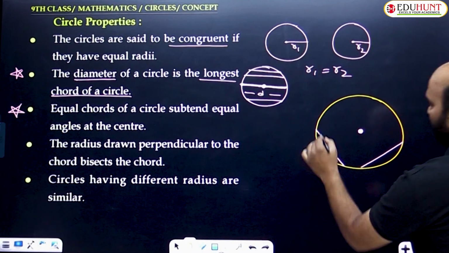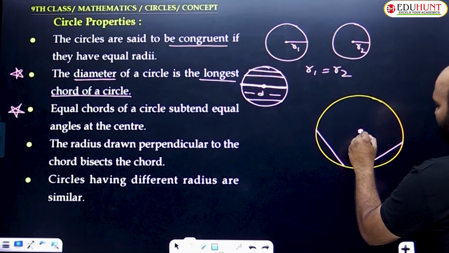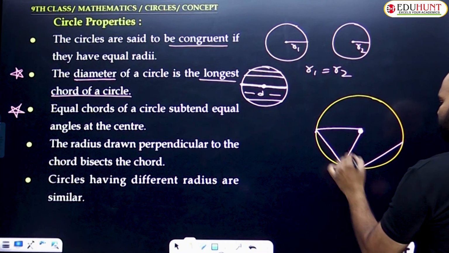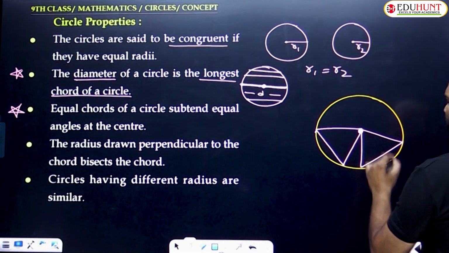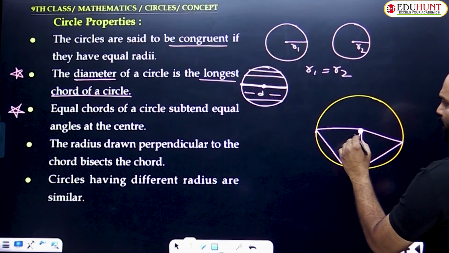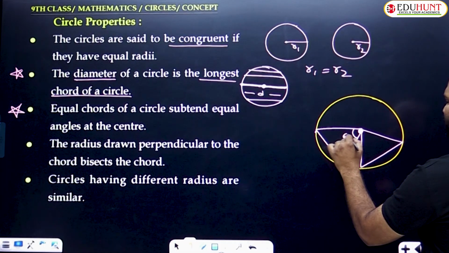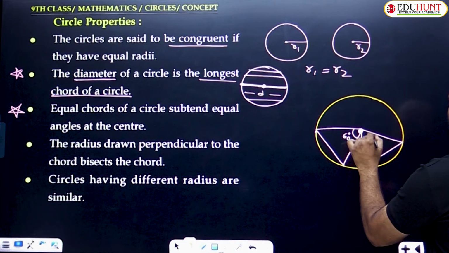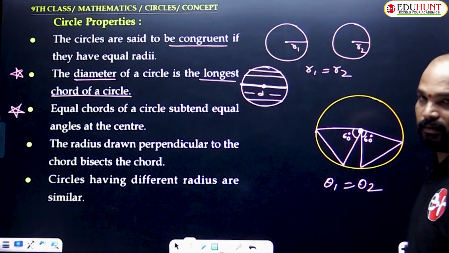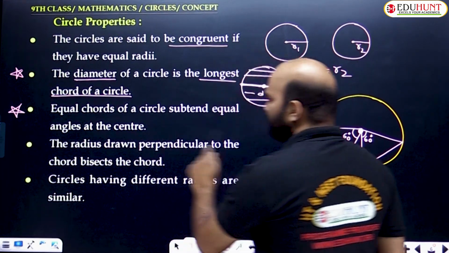Equal chords of a circle subtend equal angles at the center. The first chord subtends an angle at the center, and the second chord also subtends an angle at the center. Suppose theta is, for example, 60; the other is also 60. This is a very important point. So theta 1 and theta 2 are equal, nothing but the angles are equal.